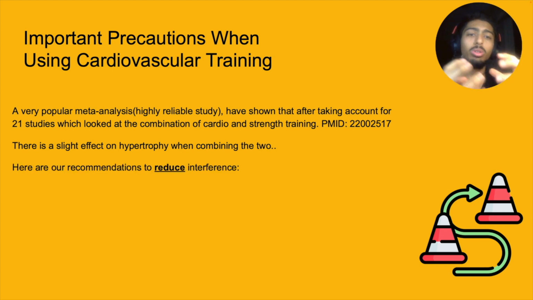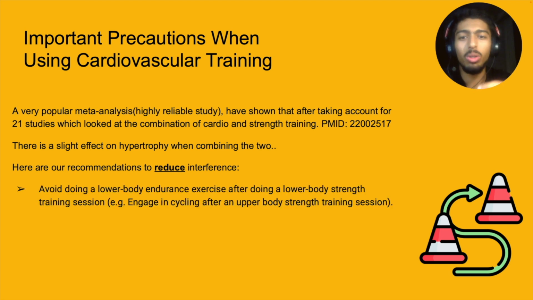So that we can reduce the interference of cardio and strength training as much as we can, here are our recommendations. Firstly, avoid doing a lower body endurance exercise after doing a lower body strength training session. An example of this is, say for example, you have leg day. If you have leg day and then right after it you start doing cycling for cardio, that's not a good idea, and you are affecting your hypertrophy for your legs in that situation.